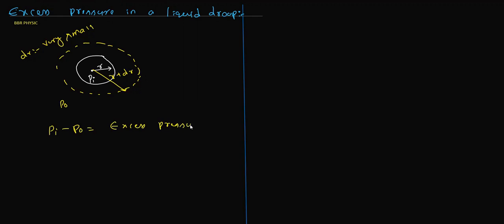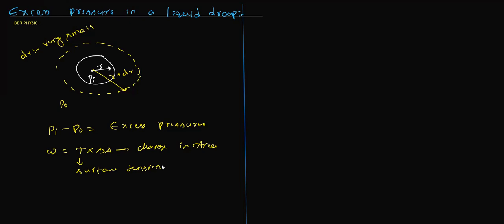Excess pressure, which we can tell. So you know that work done is equal to T into delta A. We know delta A is nothing but the change in area, which we just learned. And here T is nothing but the surface tension we learned.